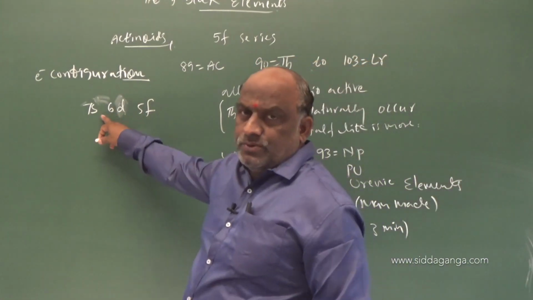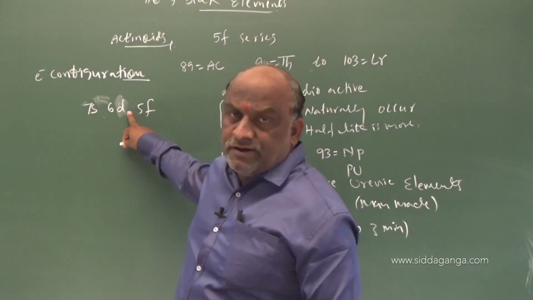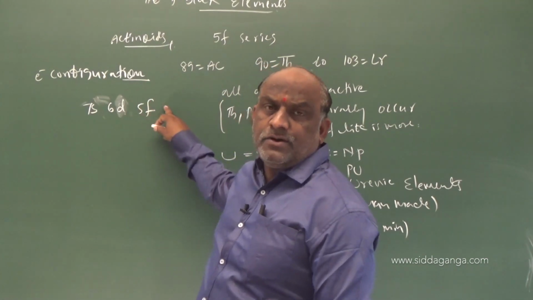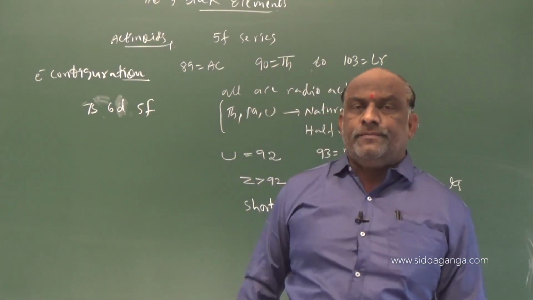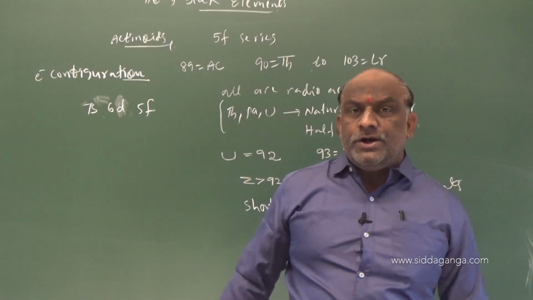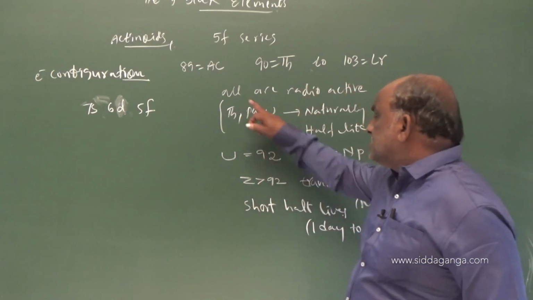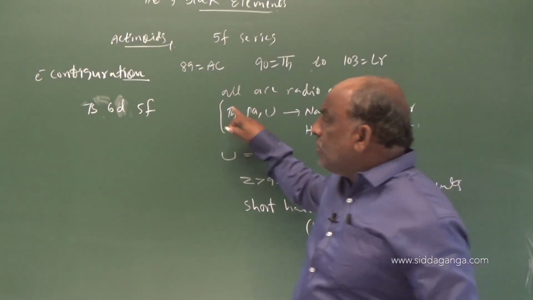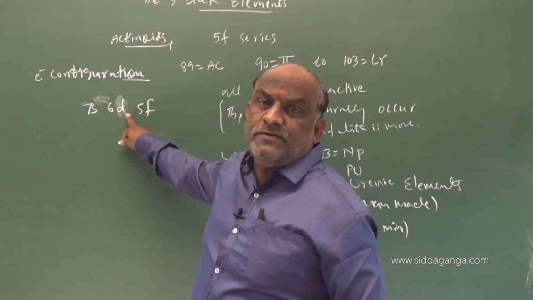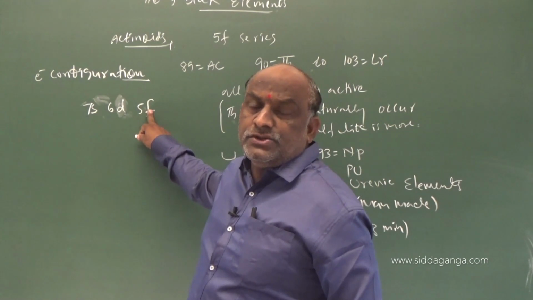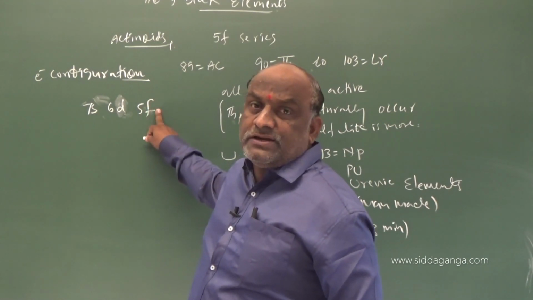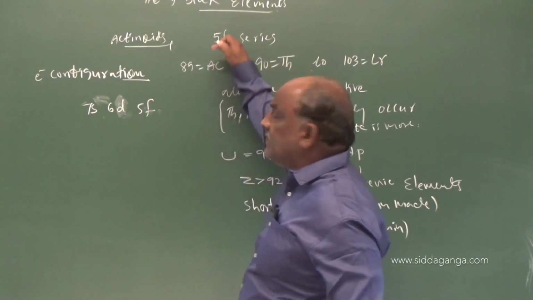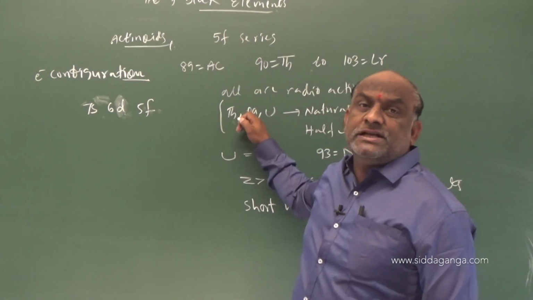7s2, some elements 6d1, followed by 5f1 to 14. One of the important points regarding actinides: the starting element of actinides is thorium. In thorium there are no f electrons. This point was very, very important. There is no presence of f electrons. Already all of these belong to the 5f series, but thorium is an exception.